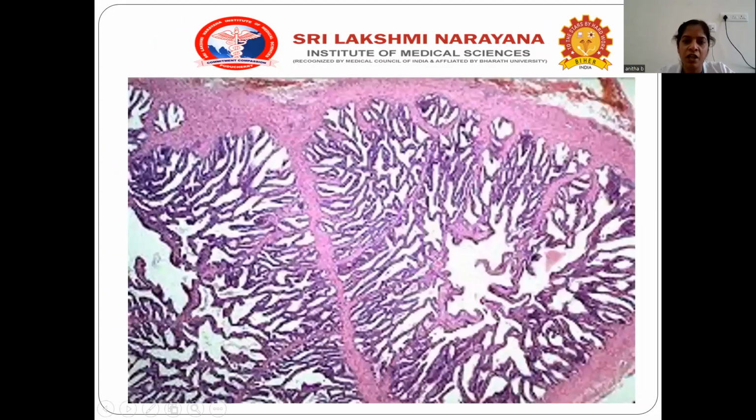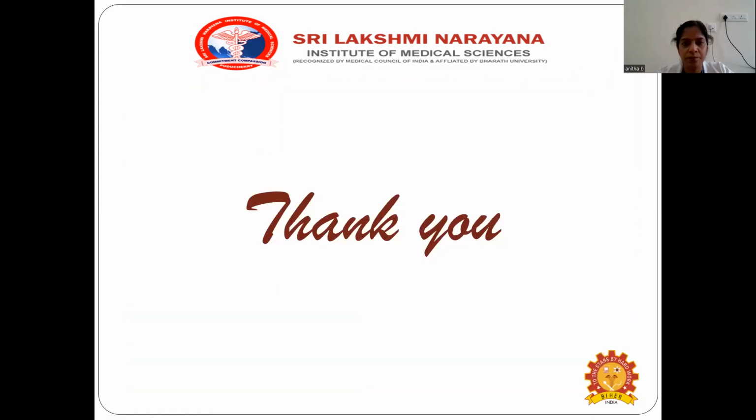Then here you can see highly complex folds. What is the slide? This is a slide of the seminal vesicle. Good. So you understand these structures, no? So this was the histology of male reproductive organs. Okay, any doubts here? No doubts, so we'll conclude this.